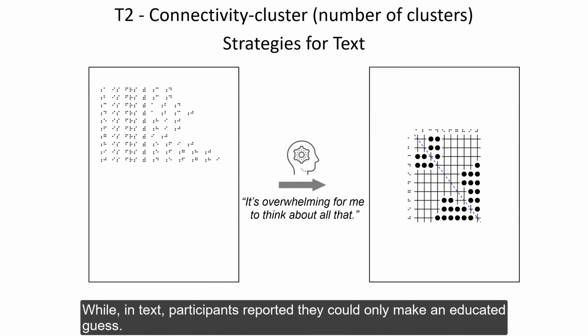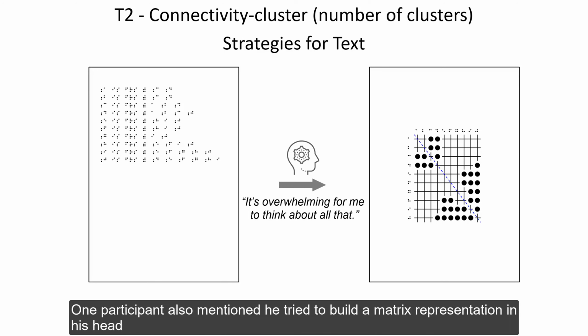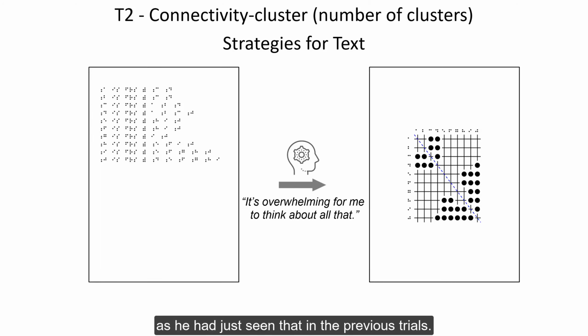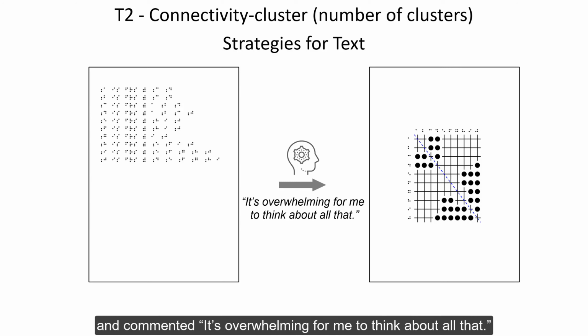While in text, participants reported they could only make an educated guess. One participant also mentioned he tried to build a matrix representation in his head as he had just seen that in the previous trials. Some other participants tried but felt quite difficult to do so and commented, "It is overwhelming for me to think about all that."